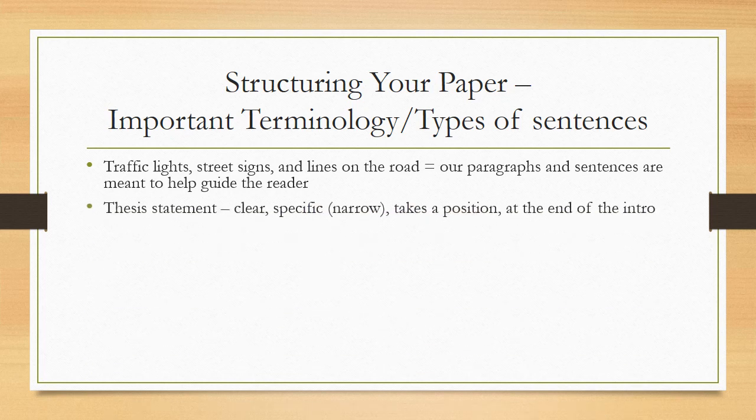So what are some types of sentences? Starting with the thesis statement. It's clear and specific, which means it has a very narrow focus. It takes a position, and it's at the end of the introductory paragraph. You want to take a position. A thesis has to be an argument, a claim. If it's just a fact, it's not debatable, and you don't need to write a paper about it.